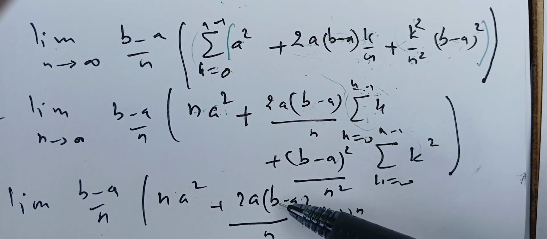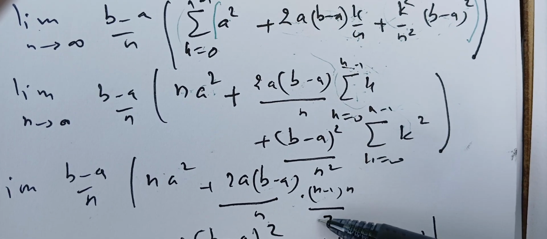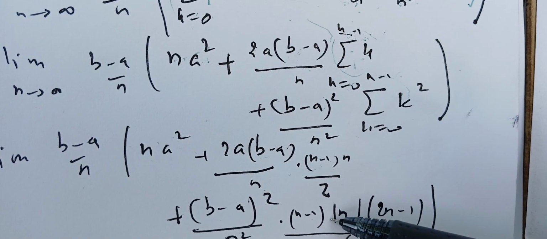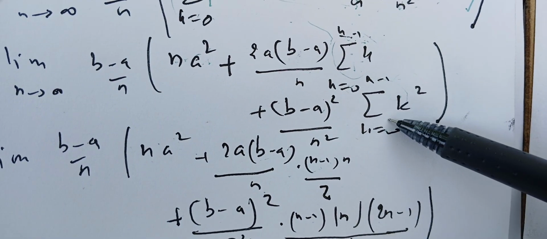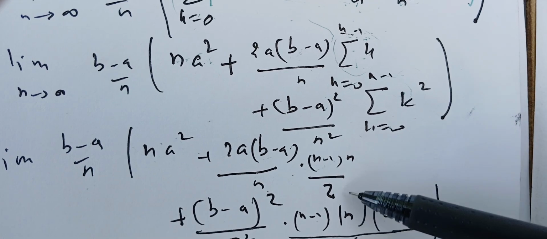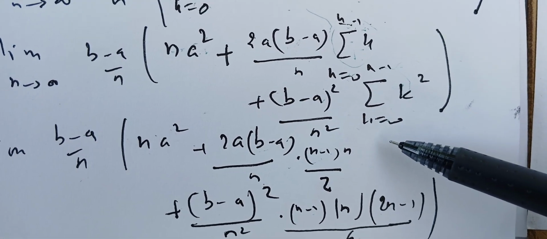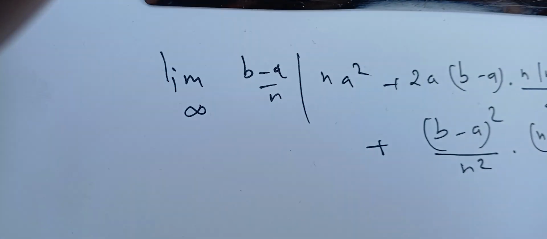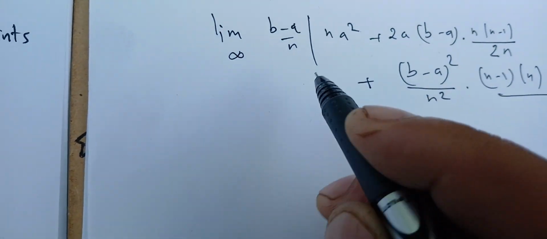This sum is going to be 2a times b minus a over n, and this sum is going to be n minus 1 times the next one over 2. This one here is going to be n minus 1 times the next times their sum. It's going to be n minus 1 times n times 2n minus 1 over 6. Okay, once we do that, we can compute the limit. I'll finish it here.